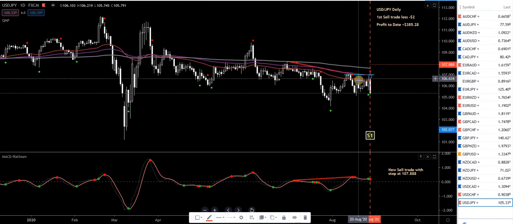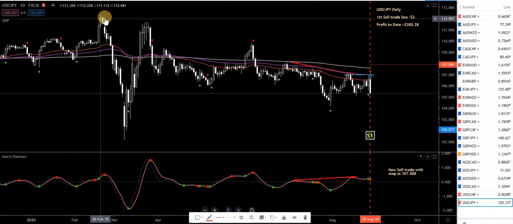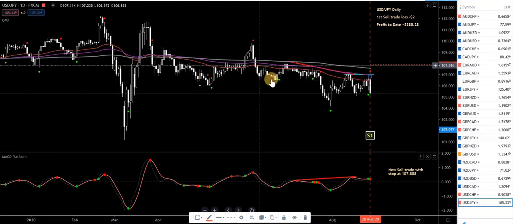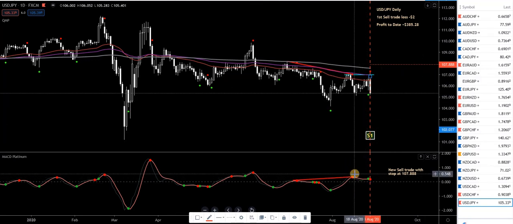It's a pair I don't mind trading. It hasn't been kind to me recently, but generally, you have a look back here, it moves nicely. Just sometimes I get out too early on this pair. But anyway, we'll see how we go. MACD platinum's not that far above the 0 level.